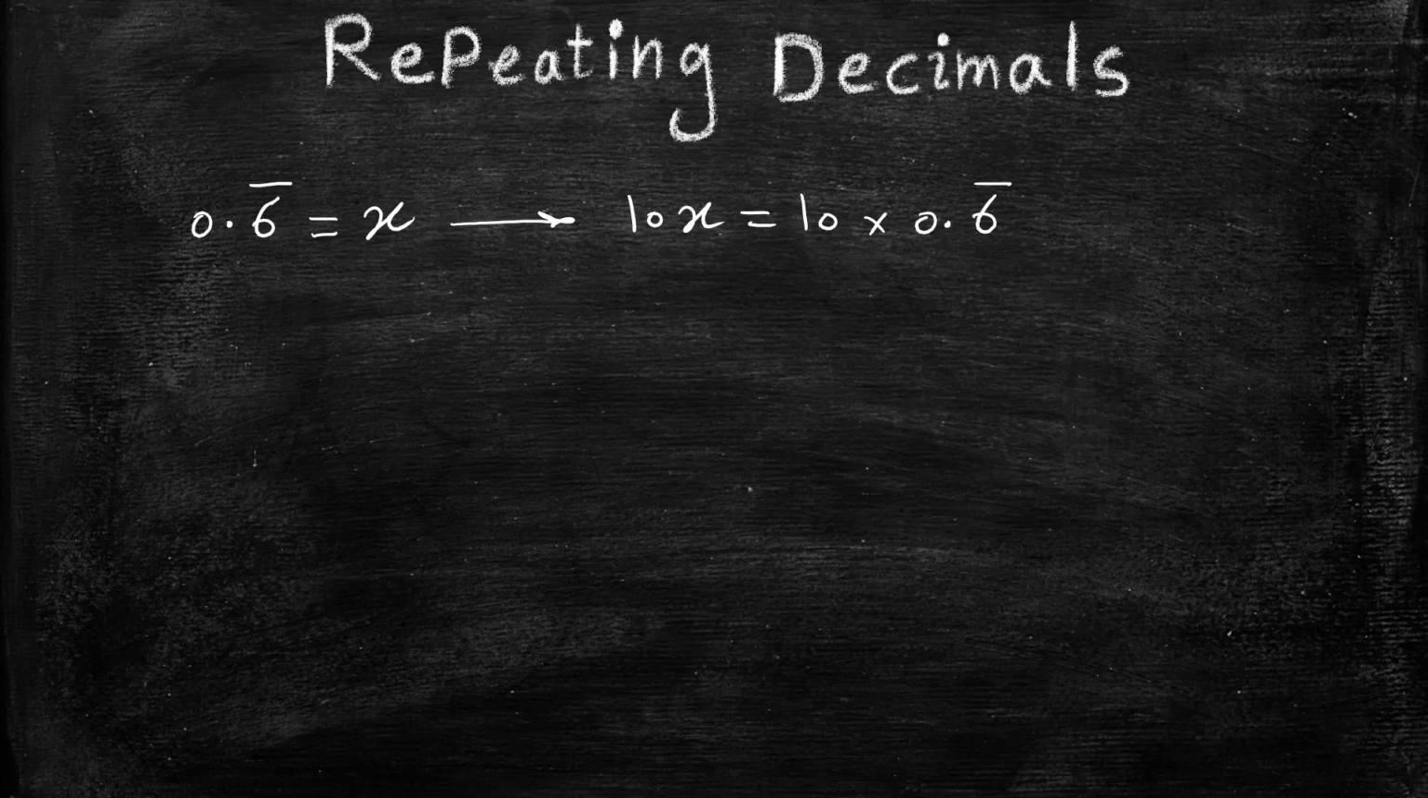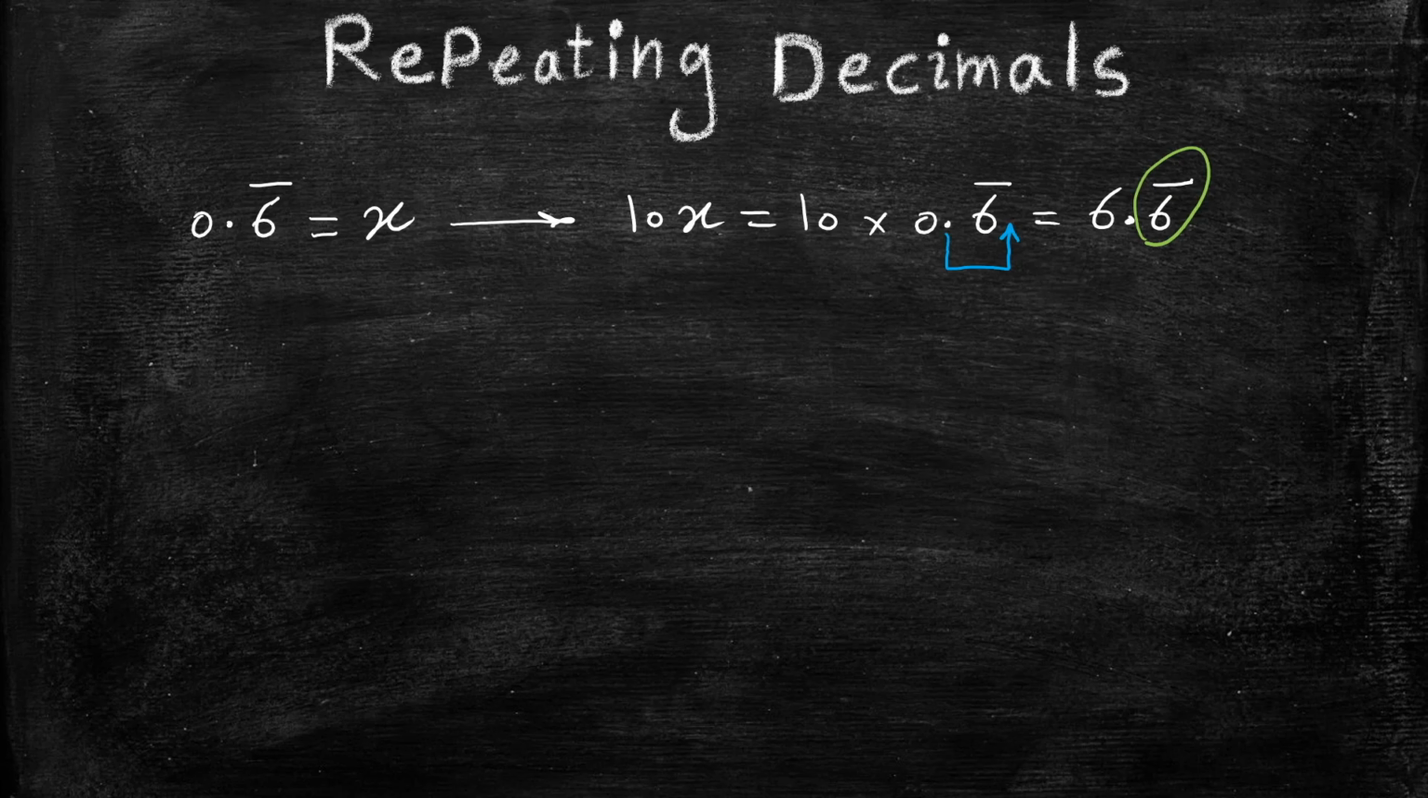Well, because you're multiplying by 10, the decimal point shifts one position to the right. So the result is 6.6 repeating. Okay? Now, why did I do that? You will see why in a minute. So now 10x equals 6.6 repeating. All right, that's good. Now, is there any way I can get rid of this repeating portion?